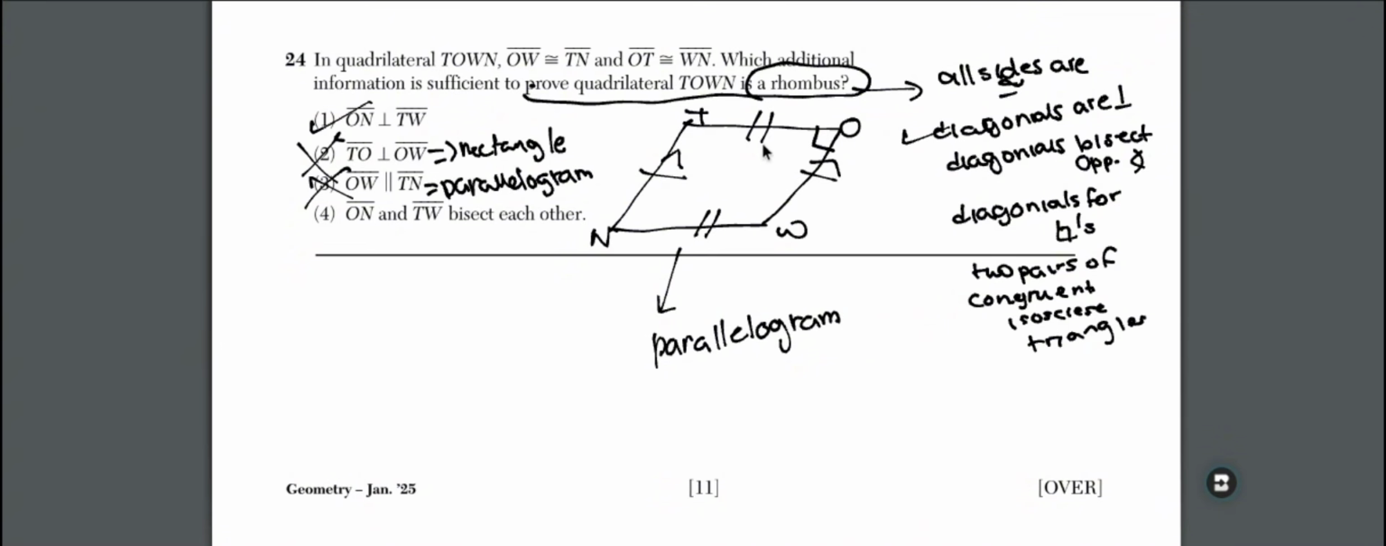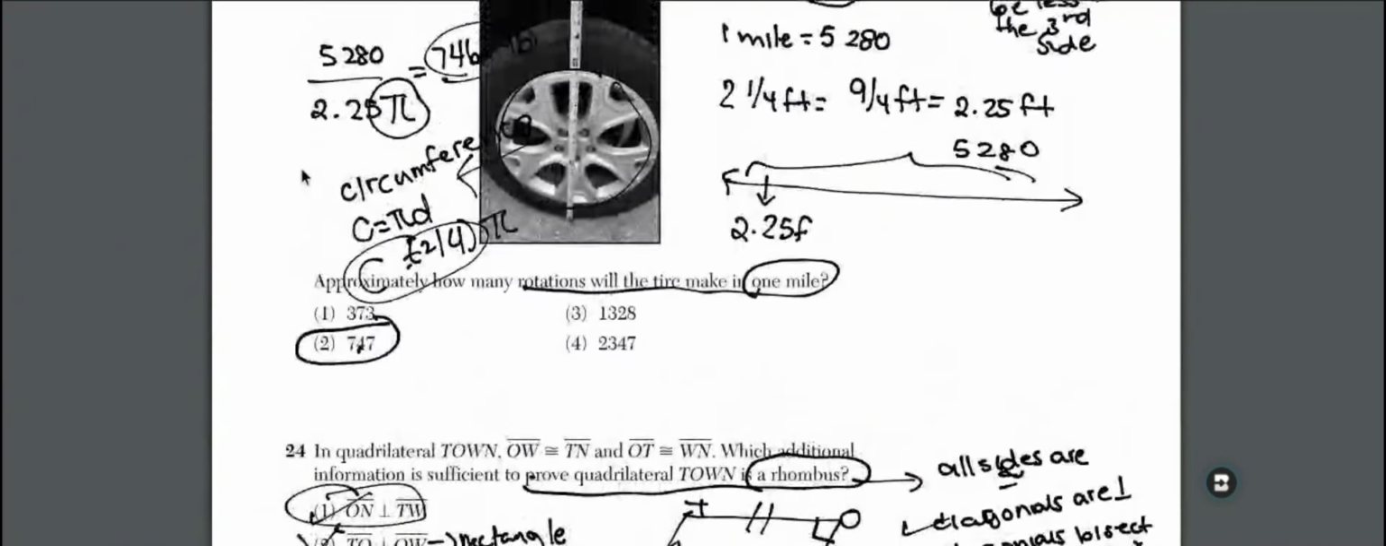And this one says ON and TW bisect each other. Well, they bisect each other, but they don't bisect and form opposite congruent angles, and they don't bisect the angles. So therefore, that does not aid me at all. And also, when it bisects it, it's going to create the diagonals to be congruent. So therefore, that is also proving that it is a rectangle. So that doesn't help. So my answer choice is going to be 24. So for question 24, answer choice 1 is your answer. And that is the end of the multiple choice.